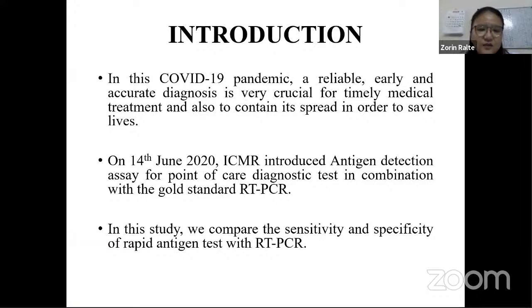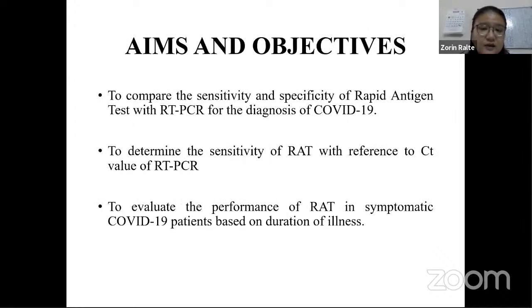In this COVID-19 pandemic, a reliable, early, and accurate diagnosis is very crucial for timely medical treatment and also to contain its spread in order to save lives. On 14 June 2020, ICMR introduced the antigen detection assay for point-of-care diagnostic tests in combination with the gold standard RT-PCR. In this particular study, we will be comparing the sensitivity and specificity of rapid antigen tests with RT-PCR.